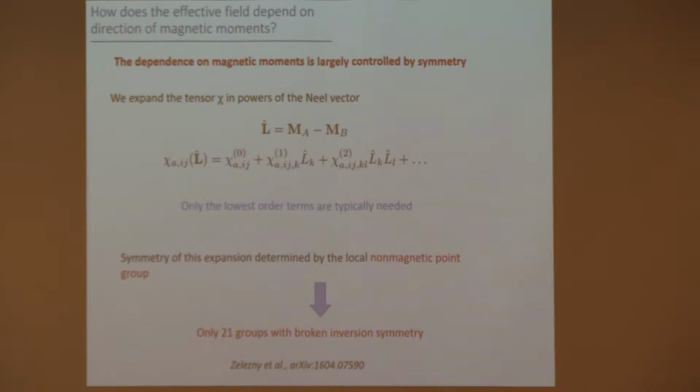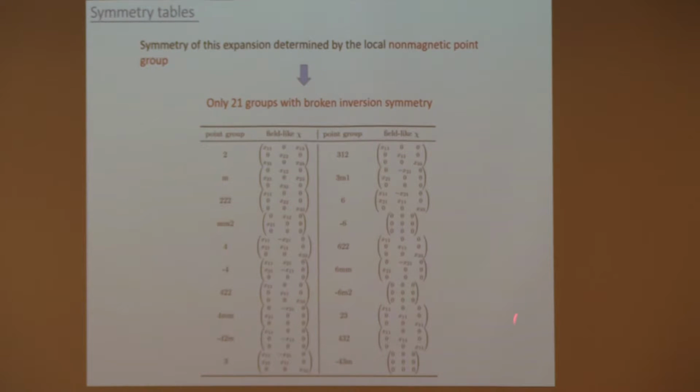The nice thing about this expansion is that its symmetry is determined only by the local non-magnetic point group. There are only 21 non-magnetic point groups with broken inversion symmetry, so it's not difficult to do a complete classification, and because there are not so many cases, such a classification is actually quite useful. So we can create a table like this, where this is just the field-like term for all the point groups with broken inversion symmetry, and we can also do the higher order terms.